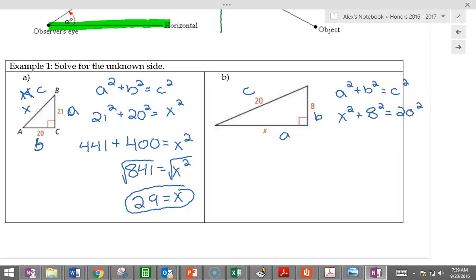I still want to square all my numbers. So x squared, 8 squared is 64, and 20 squared is 400. Now this is where it differs. On the last one, since we knew both our legs, we just added them together. Here, I need to move that 64 away from that x squared. So now I have to subtract 64. So x squared equals 336.